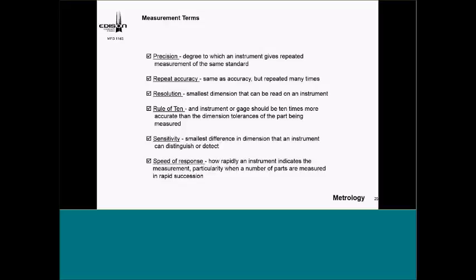Sensitivity, the smallest difference in dimension that an instrument can distinguish or detect. There I get into comparison measurement, and we talk about different dial indicators. And then the speed of response is how rapidly an instrument indicates the measurement, particularly when a number of parts are measured in rapid succession. So again, there I get into comparison measurement, and you'll see that here in a few moments during some of this lecture.